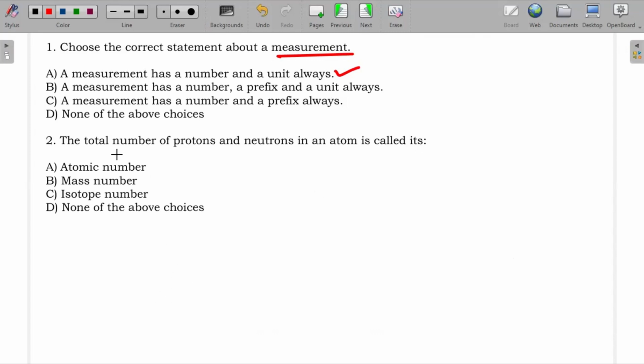Question number 2, the total number of protons and neutrons in an atom is called the mass number. When you just add the protons and the neutrons, you get the mass number.